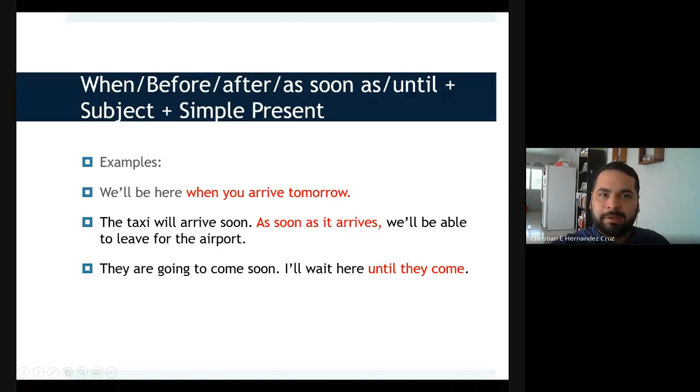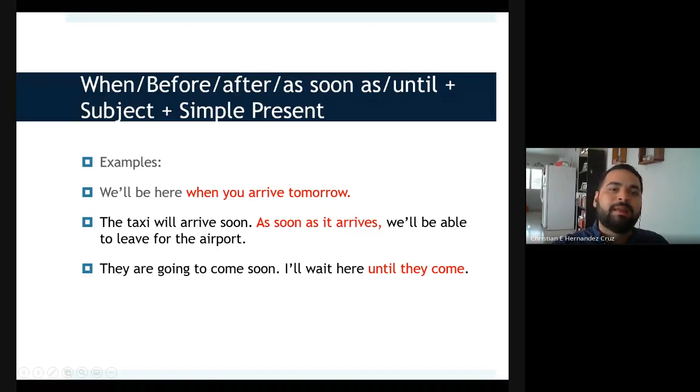Anyways, so I was explaining that we use this time clause with the subject with the simple present. For example, we will be here when you arrive tomorrow. We have the time clause here, when. Of course, we have the pronoun you, which is the subject, and then the simple present arrive. And then, of course, we have the word that tells us when. It's tomorrow.